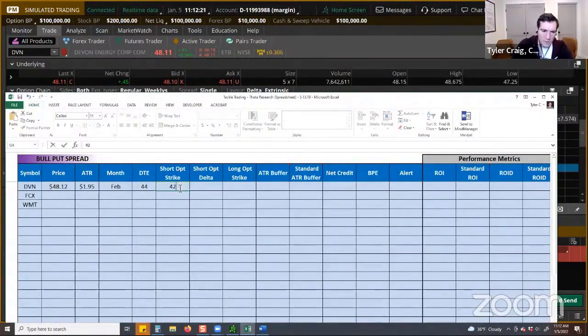So the short strike is 42. The short option delta is 20. The long option strike is 37. Okay. The net credit, 69 cents. The buying power effect, $4.31. Okay. And you can do a whole number. I could have said 69 and 431. They just have to be consistent. So it's either per share or per dollar.